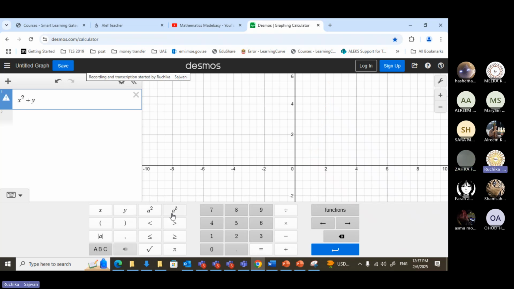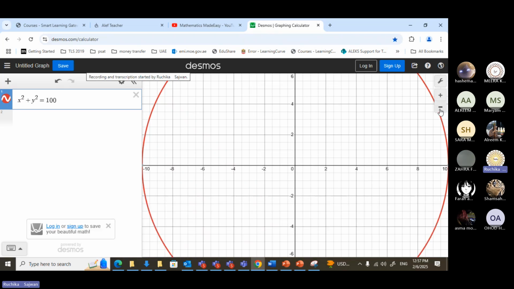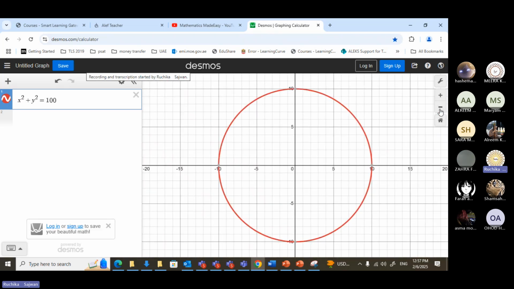And then I put Y, and then I put square. Then what's the value on the right in the question? 100. So what should be the radius? R square value is 100. What is the radius? Can you see the circle? I'll zoom out a little bit for you. What's the radius? Can you see the graph? 10. So this is the magic of Desmos. You get your graph within seconds.